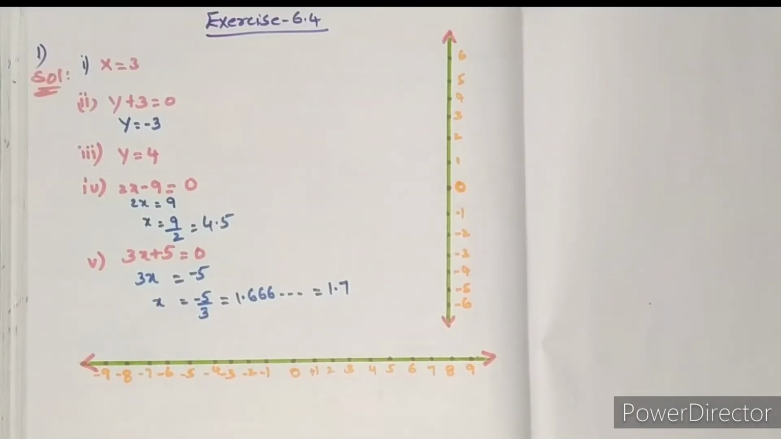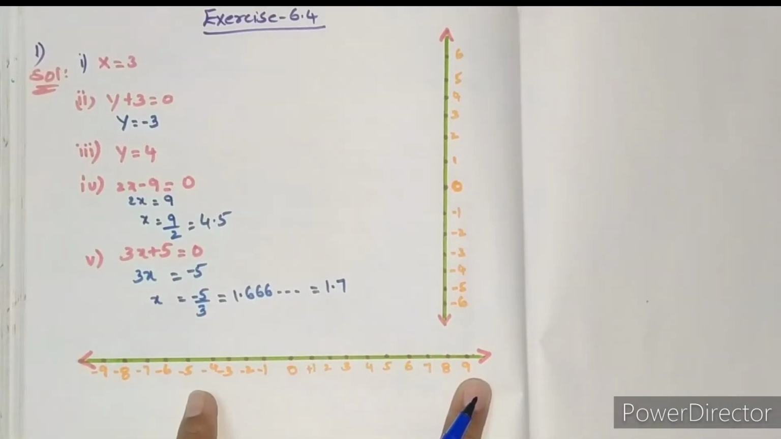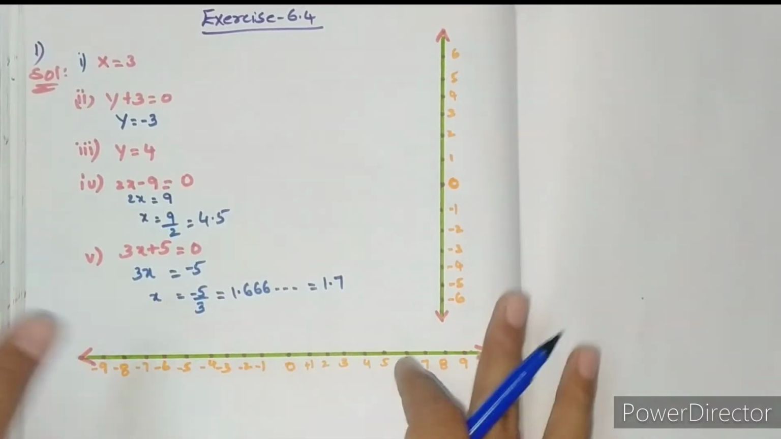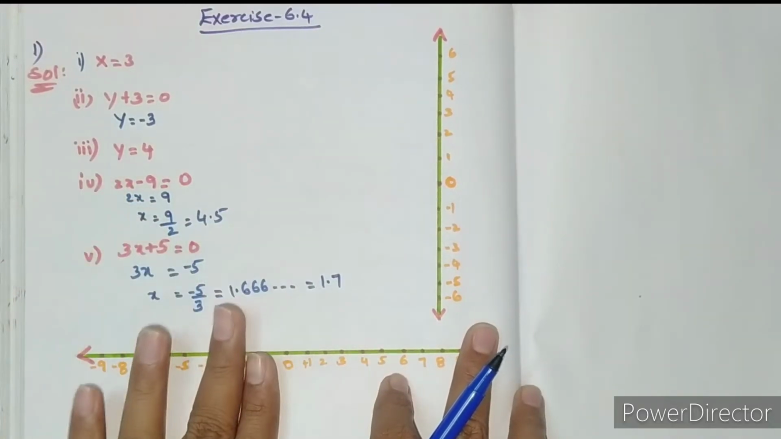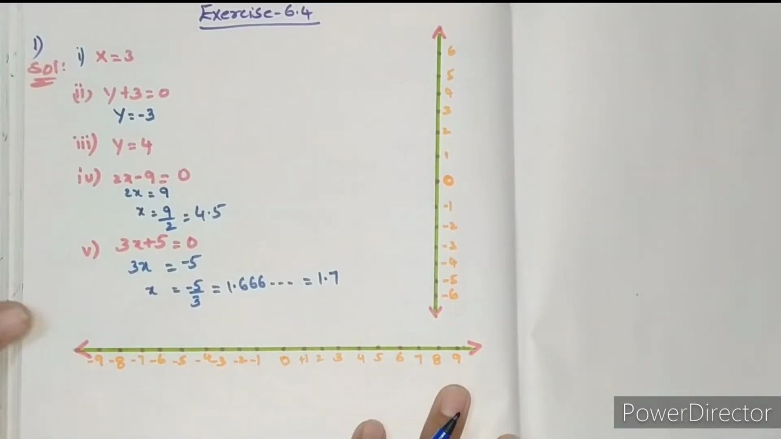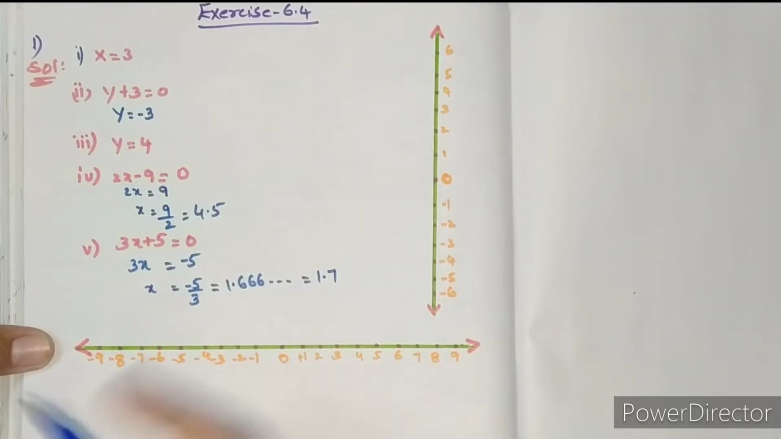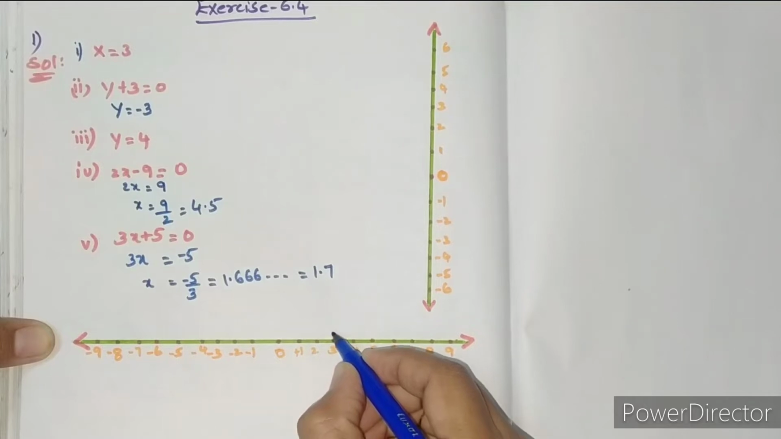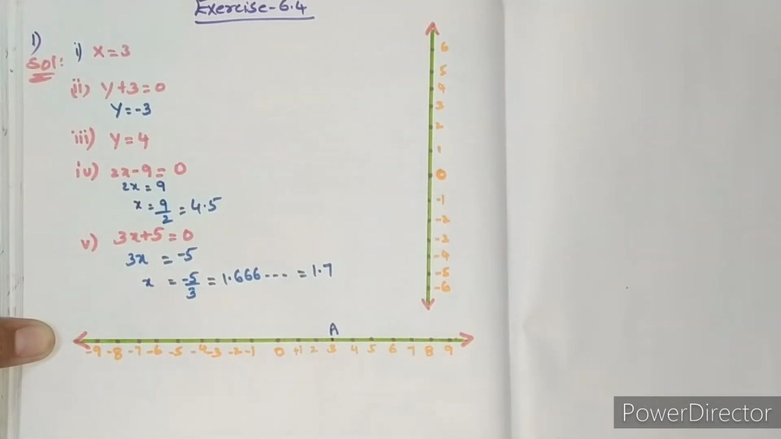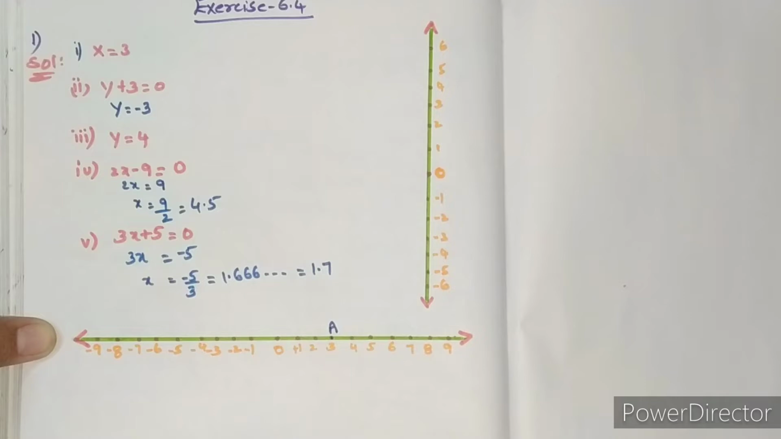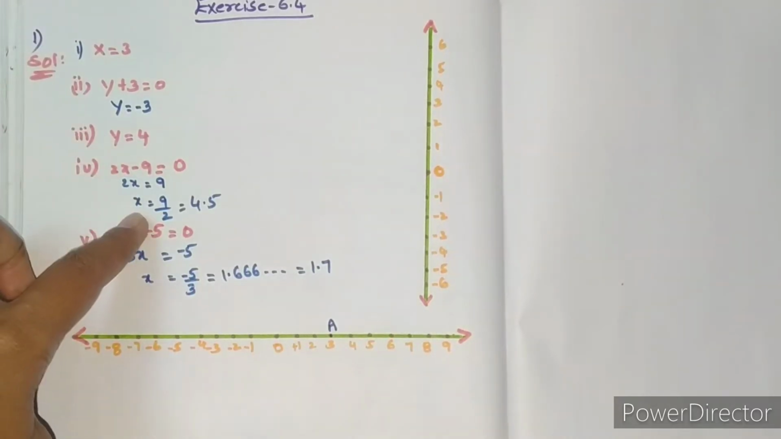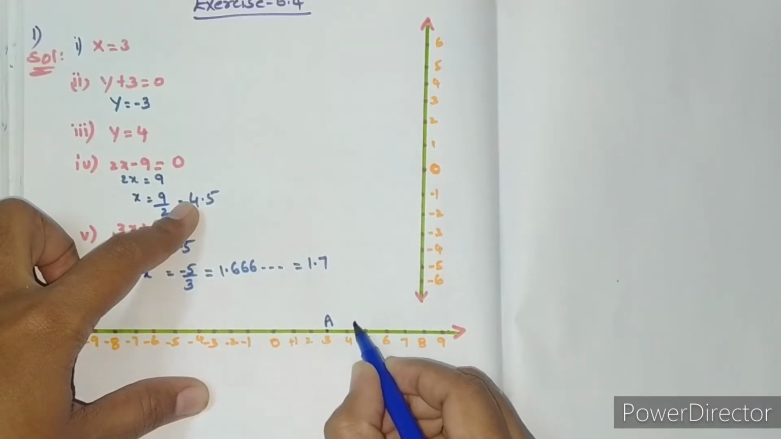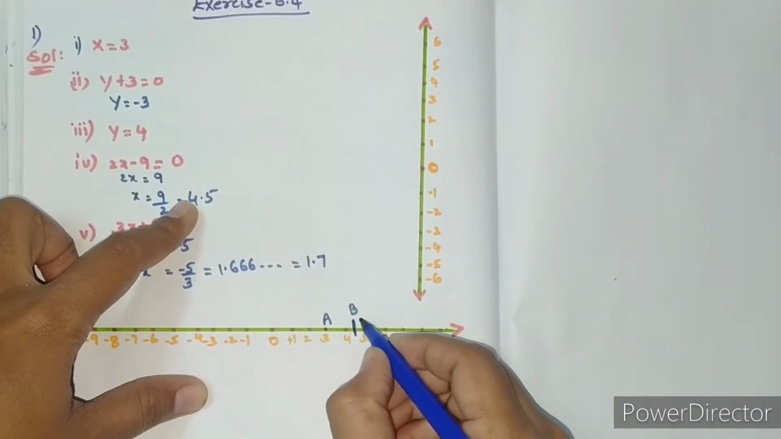Now x values will be represented on the horizontal number line, and y values on the vertical number line. There is no problem if you represent all the values on one number line also. Then also it is correct. First we will see x is equal to 3. Here x is equal to 3, so let it be A. And then x is equal to 4.5. Between 4 and 5 there is 4.5, so it is point B.